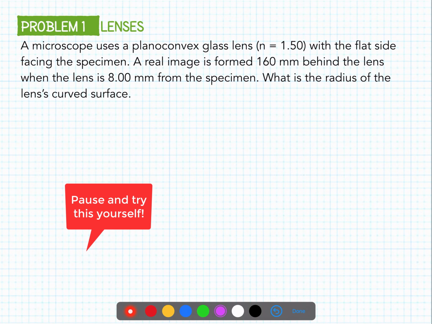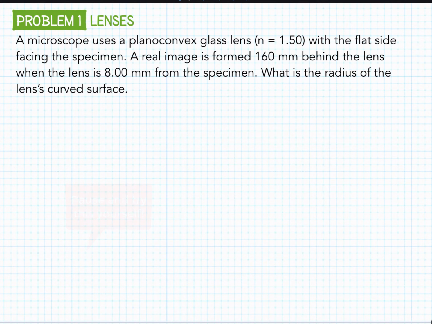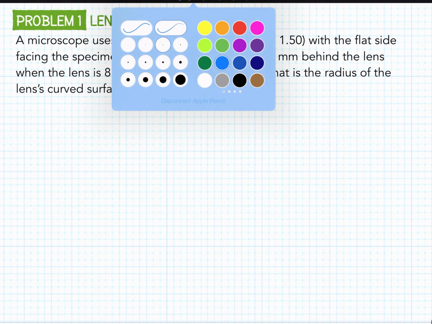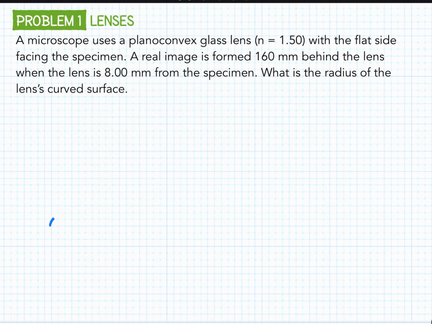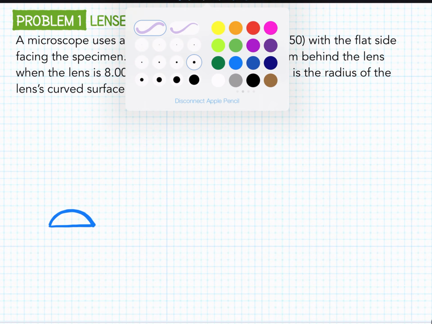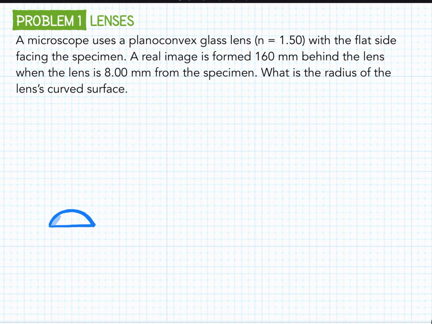So here's a problem. Okay, so we have a microscope that uses a plano-convex lens. So here is what a plano-convex lens looks like. This part right here is the plano part, and the convex part is the curvy part. So we're going to color that in. That's our plano-convex lens.